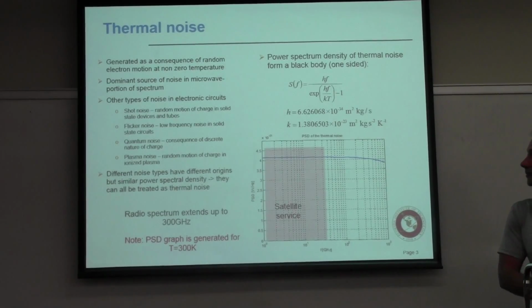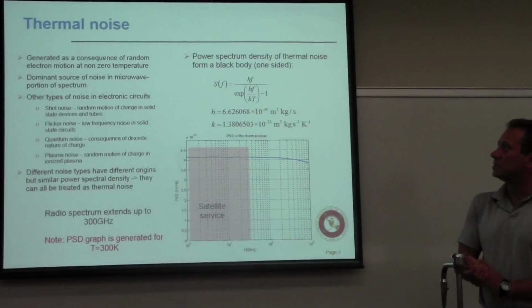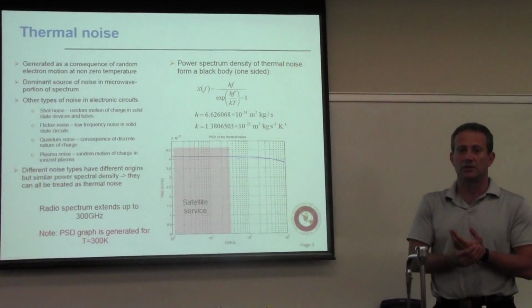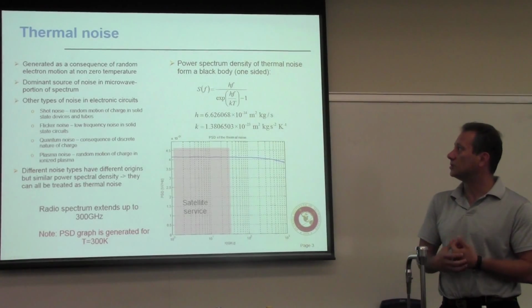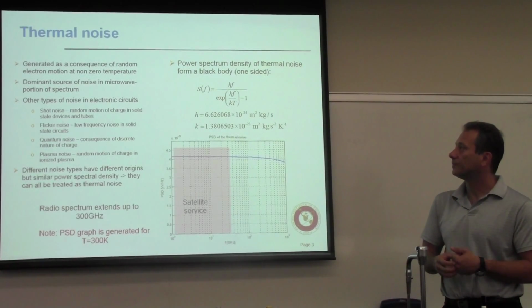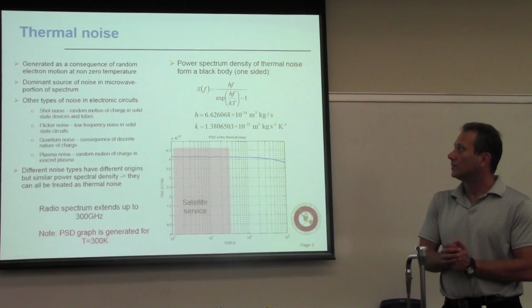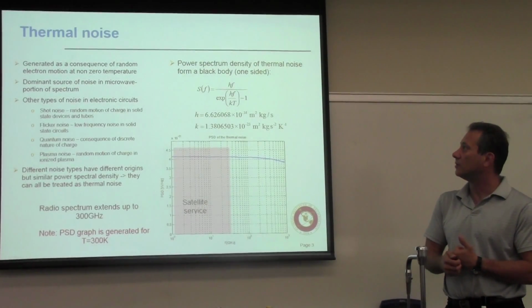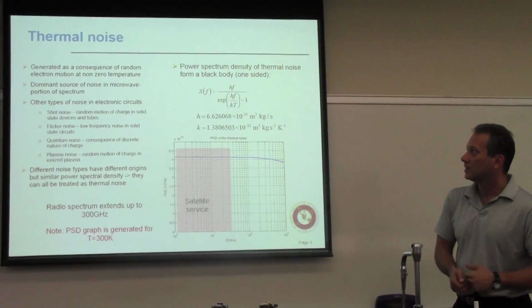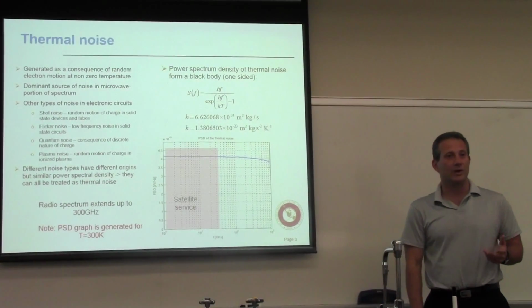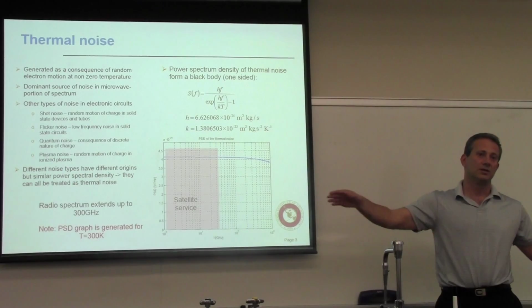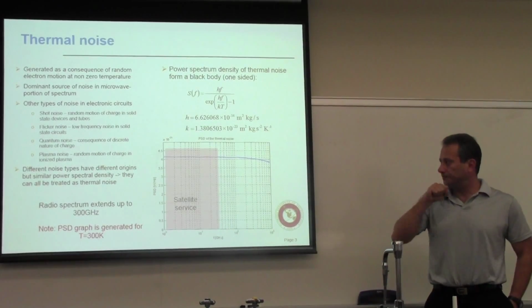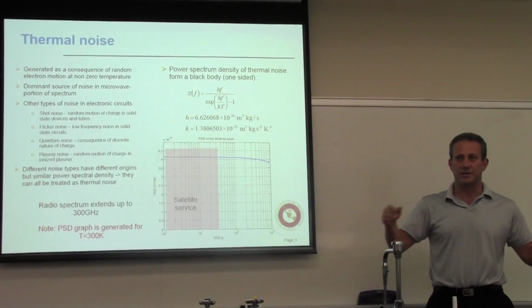This is noise that is there because there is a motion of the electrons whenever you are not at the 0 Kelvin temperature. And thermal noise is a dominant source of the noise in the microwave portion of the spectrum. A lot of times we call this noise white noise, which implies that it has the same power spectral density over the entire frequency axis.